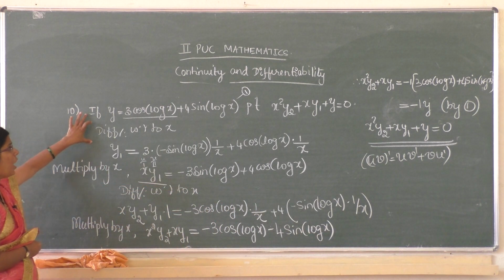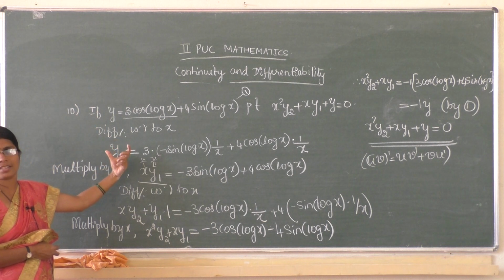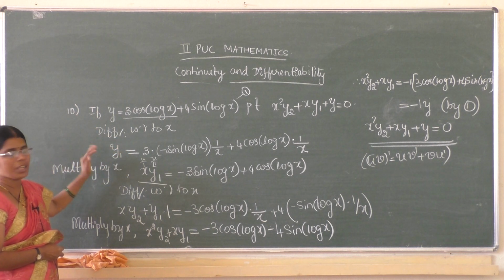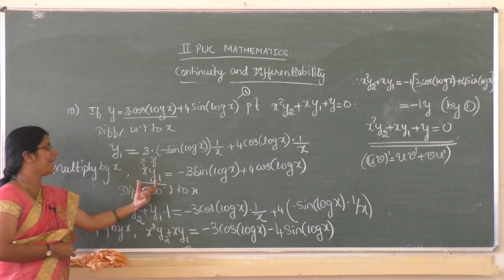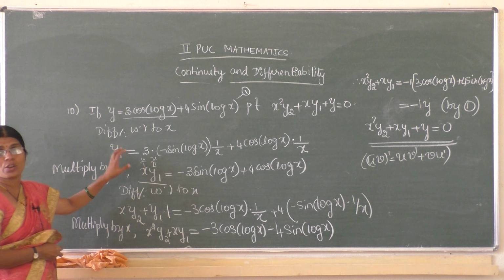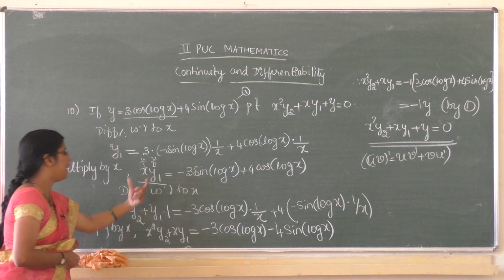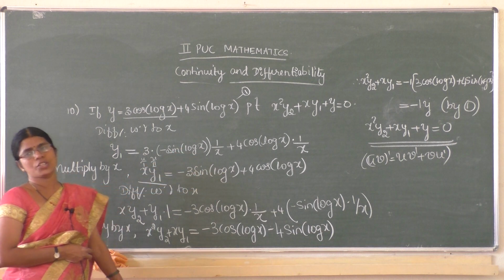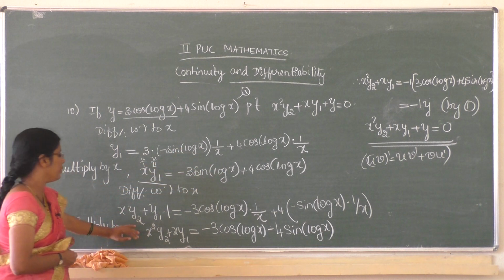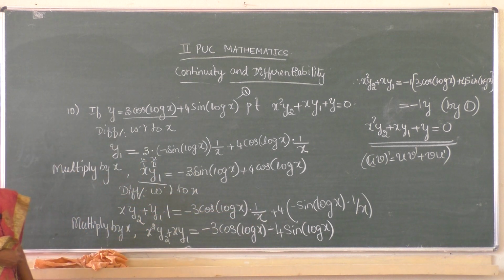So first you have to differentiate. You can directly take dy by dx or y1, both are the same. Then multiply the whole equation by x, and we get this. Apply the product rule for the left hand side and directly differentiate the right hand side. Then you get this particular equation. In the denominator we are getting x once again, so multiply by x. This is how we get the equation.